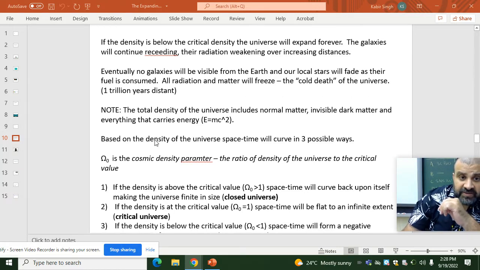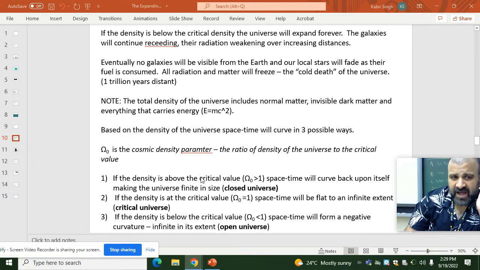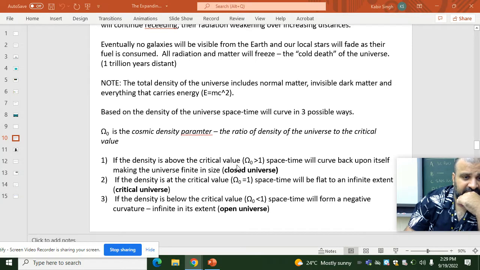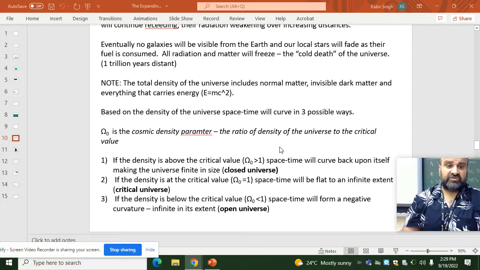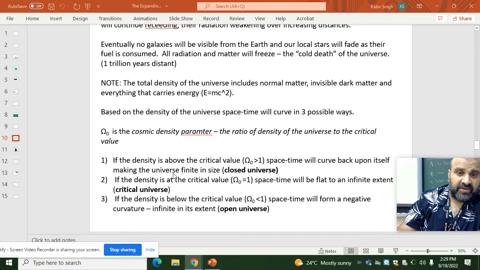And based on the density of the universe, space-time, the plane of our reality, will curve in 3 possible ways. This stuff I'm not too worried about. I don't really need you to be concerned about it. It is interesting, but don't stress yourself about the part on the shape of the universe.